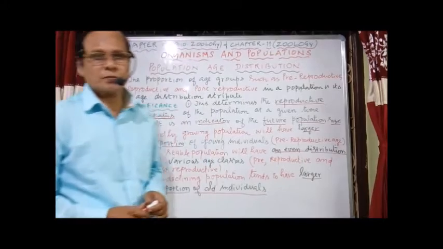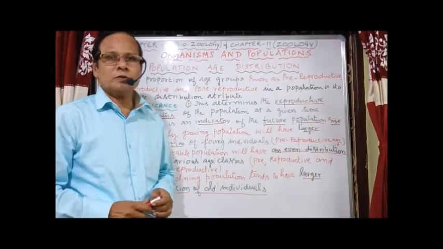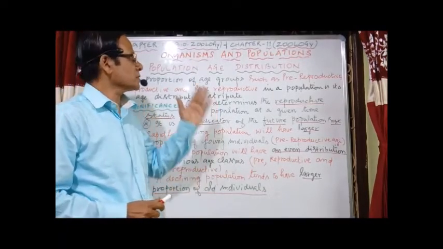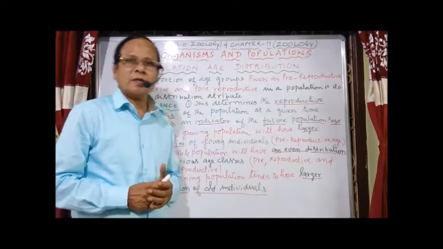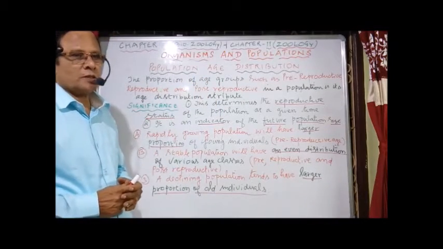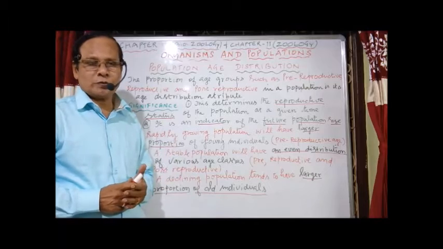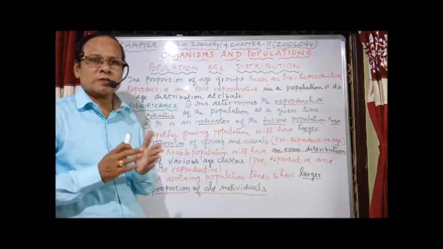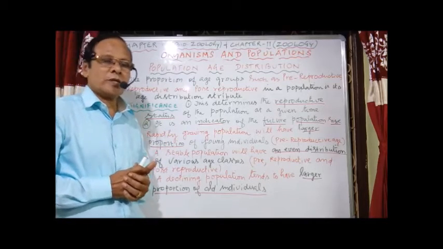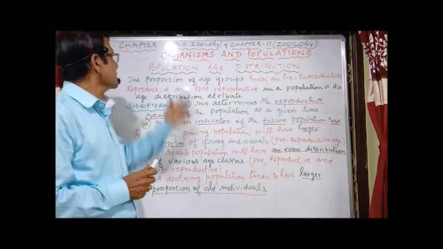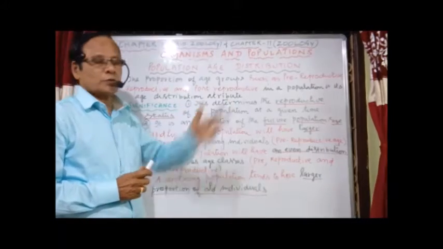Hi students, once again meeting you to discuss the lesson, chapter 10 or 11, Organisms and Populations. In the last class we were talking about population attributes. One of the attributes of a population is population age distribution.